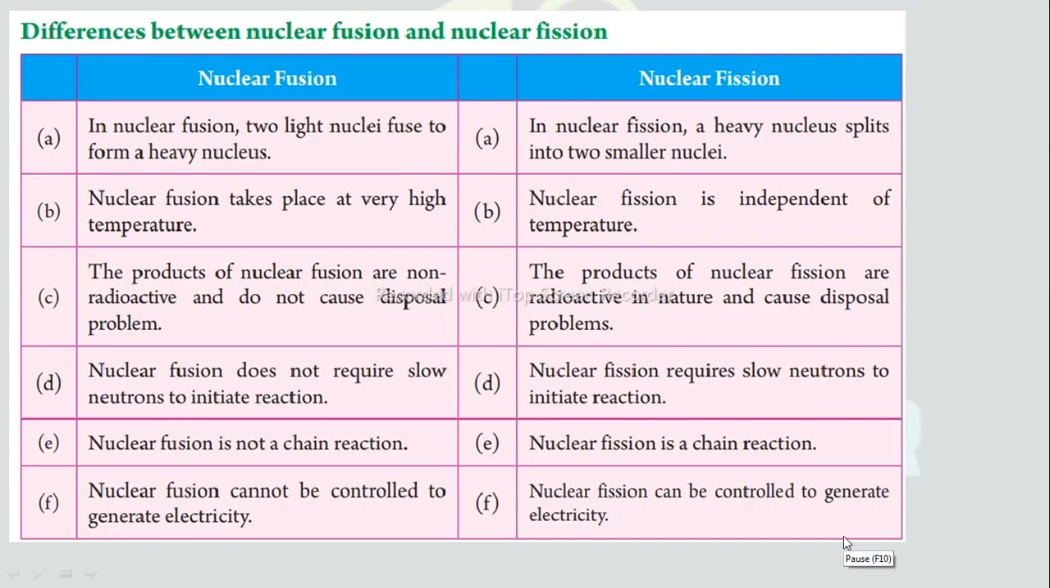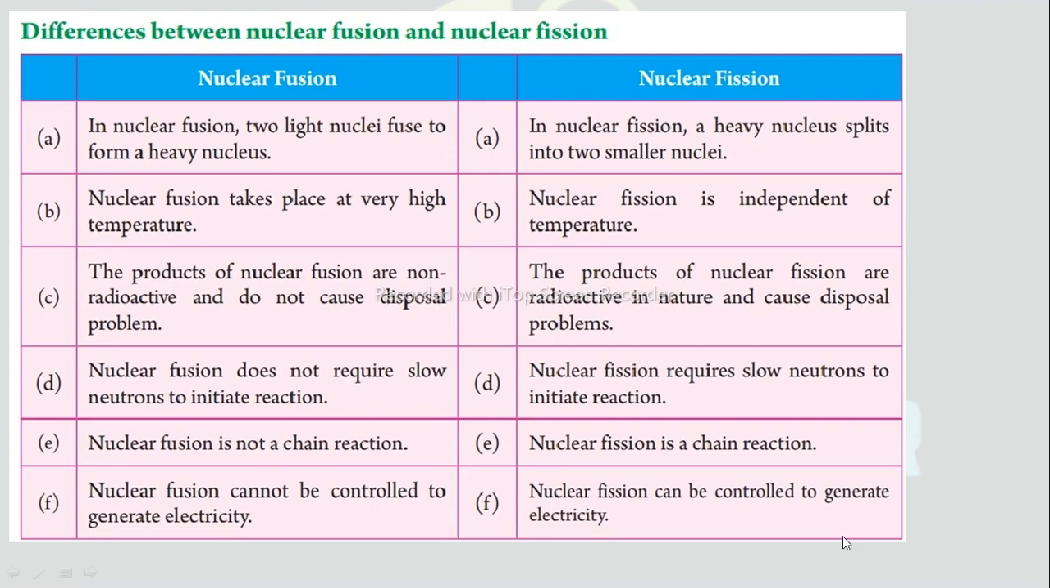Now we are going to discuss some of the differences between nuclear fusion and nuclear fission. In nuclear fusion, 2 light nuclei fuse to form a heavy nucleus, whereas in fission, a heavy nucleus is split into 2 smaller nuclei. Nuclear fusion takes place at very high temperature, whereas nuclear fission is independent of temperature. The products of nuclear fusion are non-radioactive and do not cause disposal problems, whereas the products of nuclear fission are radioactive in nature and cause disposal problems.